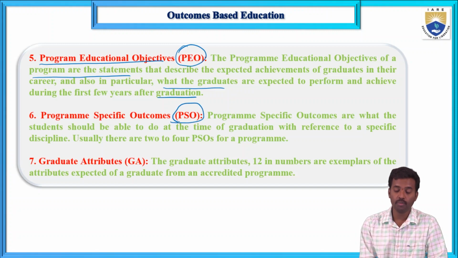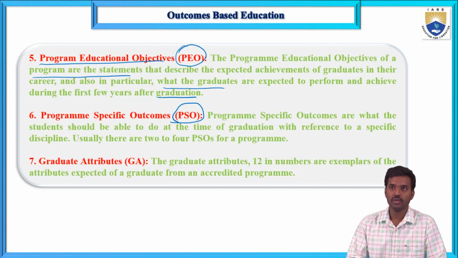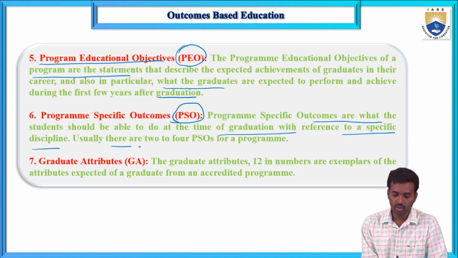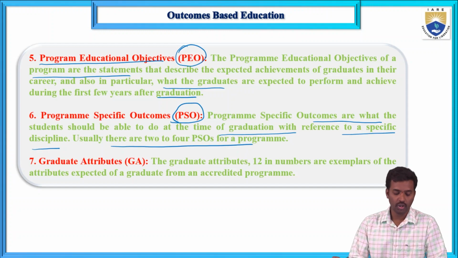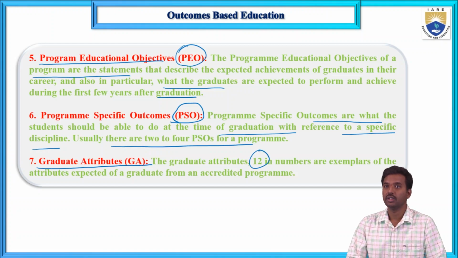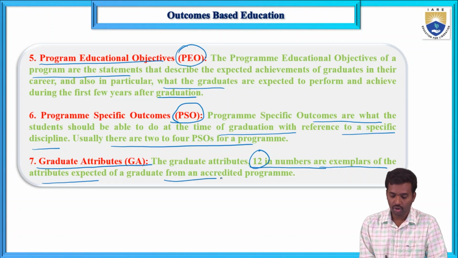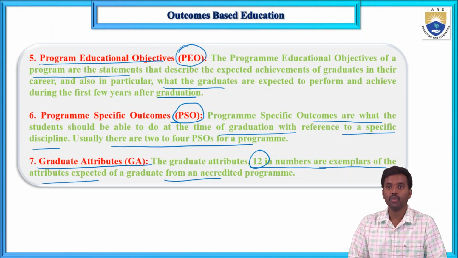Next, these are important: PSOs, program specific outcomes. PSOs are what the students should be able to do at the time of graduation with reference to a specific discipline. Usually there are two to four PSOs per program. And graduate attributes, there are 12: knowledge base for engineering, problem solving, communication, teamwork, lifelong learning, like that. There are 12 in number. These are examples of the graduate attributes expected of a graduate from an accredited program.